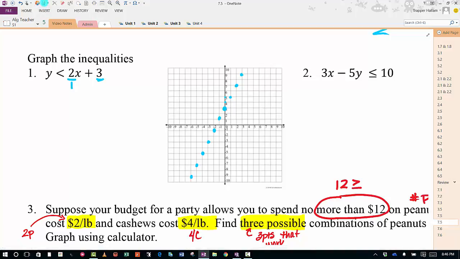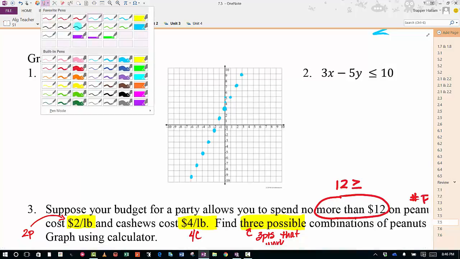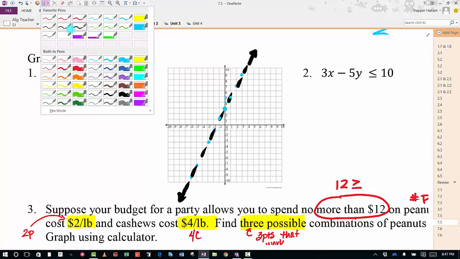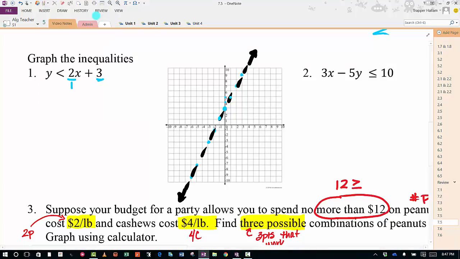Now that we've got that, let's take a look at our inequality. Notice there's no included sign underneath, so this is a dashed line. So we're going to make this dashed. That's a really big line, but it will work. So we get a dashed line there. We graphed it like a linear inequality and recognized that it was dashed.